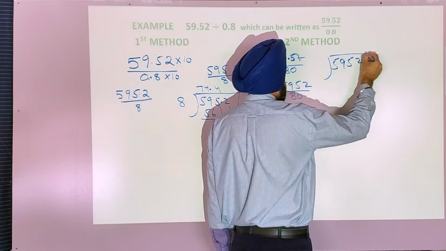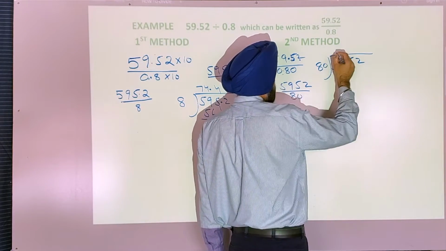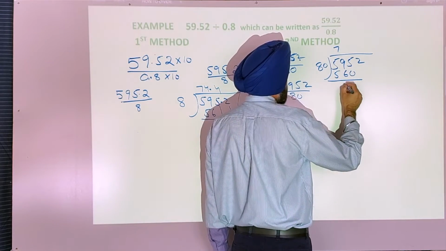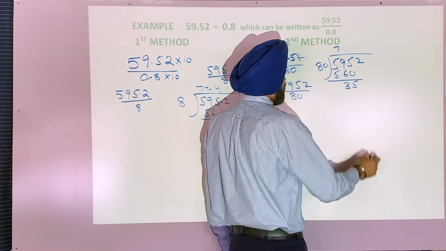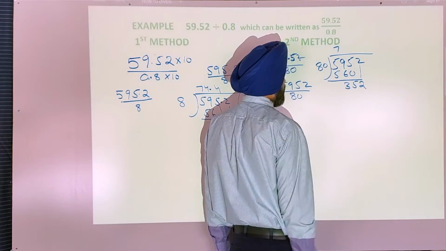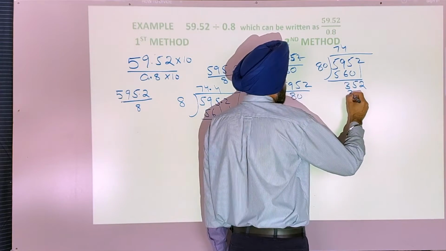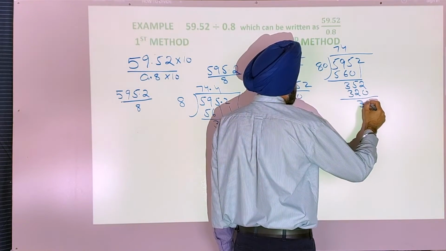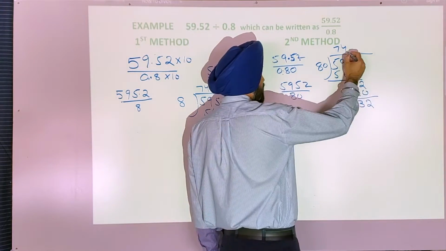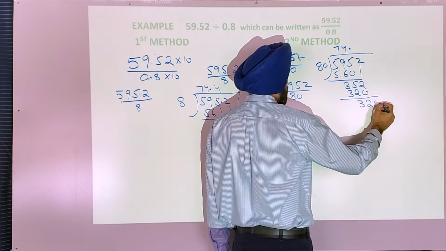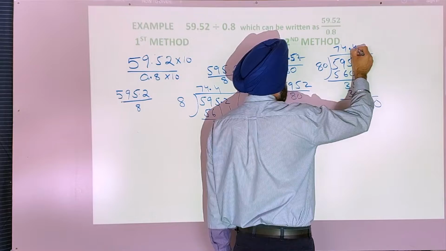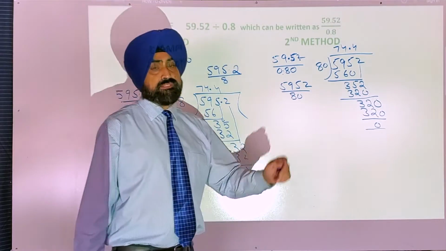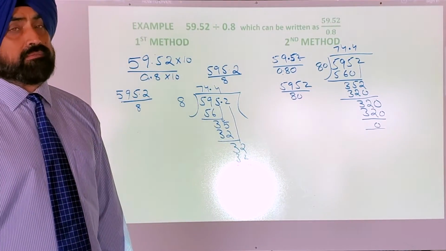5,952 by 80. So 80 times 7 is 560. Subtract, 35. Now bring 2 here, 352. So 80 times 4 is 320. Subtract. You get 32. There's no number left, so we put a decimal and put 0 here. And 80 times 4 is 320. So we get 74.4. I prefer this method. Completely removing the decimal is easy.